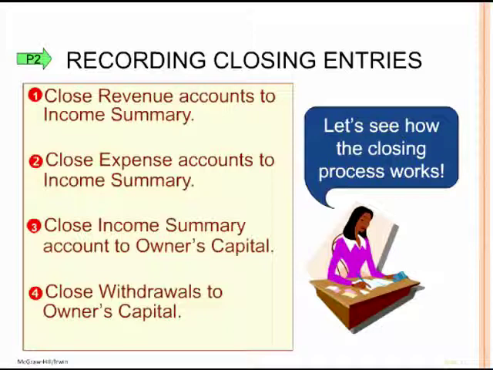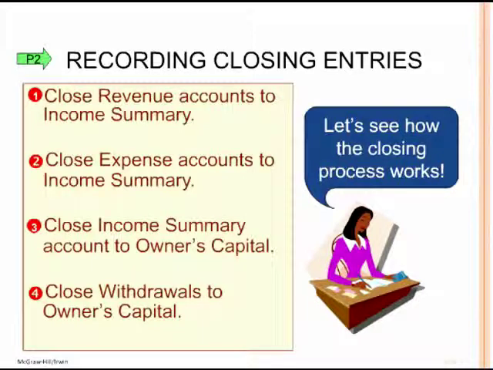Next, we close all expense accounts to the income summary. This will zero out all our expense accounts. Expense accounts normally have a debit balance. Next, the income summary will show revenues and expenses, or net income. We must close the income summary, which contains net income, to owner's capital. This process zeroes out the income summary.